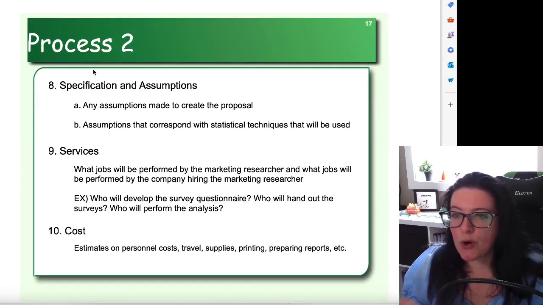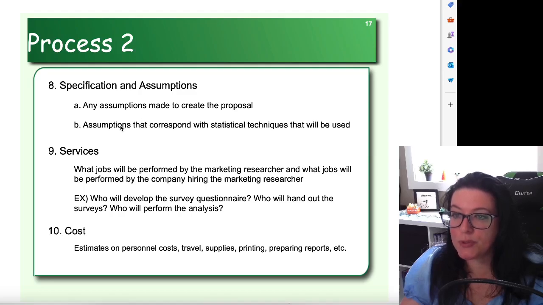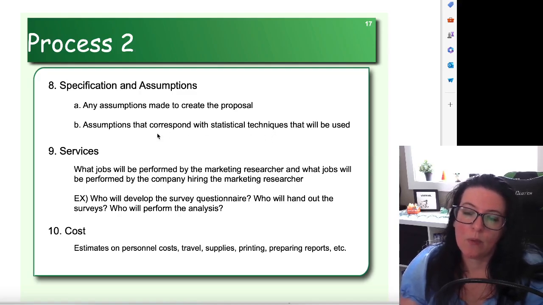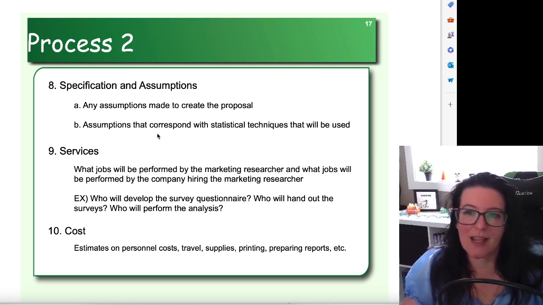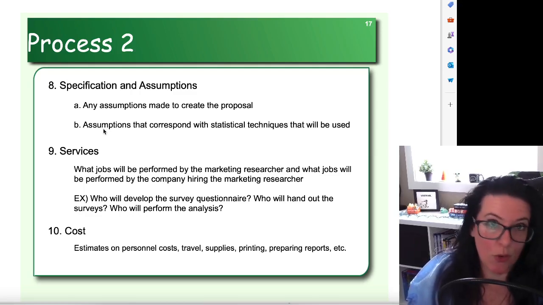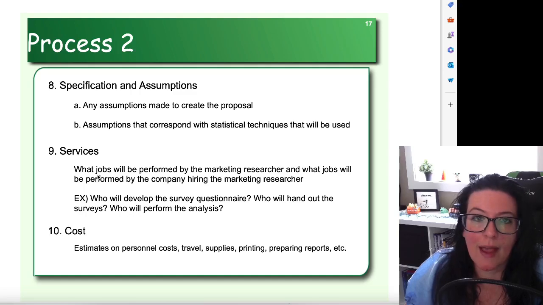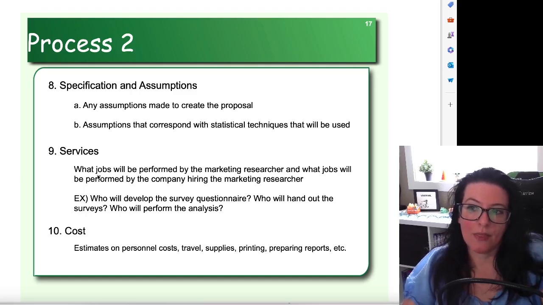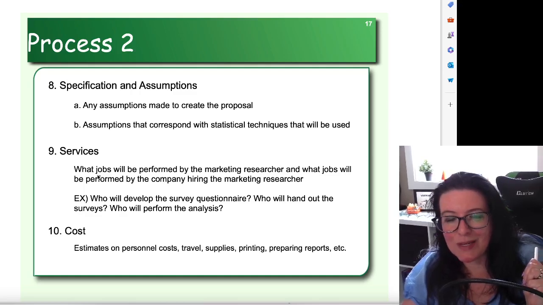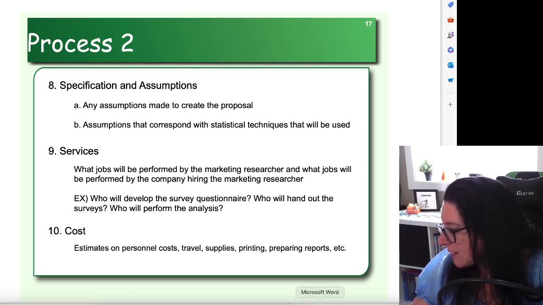Then the next sections we get to are specifications, assumptions, and services. So any assumptions made to create the proposal, assumptions that correspond with the statistical methodology that we're using, right? So assumptions about representation of our sample, assumptions about the data itself in order to allow us to do regression, correlation, that type of analysis. And then the services: who's going to do what, what are the expectations, especially if you have a company hiring a researcher, what is expected of the one who's paying the researcher, what is expected of the researcher, and the costs associated with that.